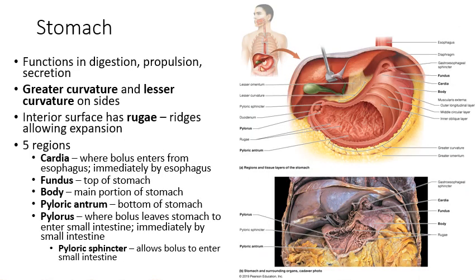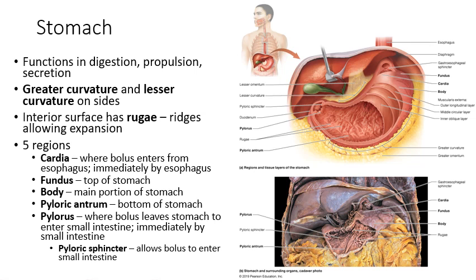Next, you come to the stomach, which functions in digestion, propulsion, and secretion. So it's propelling food through it into the small intestine. As the food goes through, it is digested by the stomach, both chemically and mechanically, actually mostly mechanically. And you have a lot of secretion going on in the stomach, mostly, of course, stomach acid.